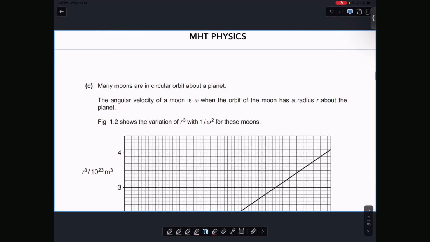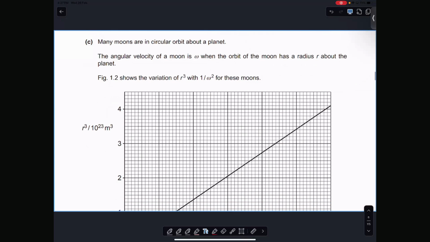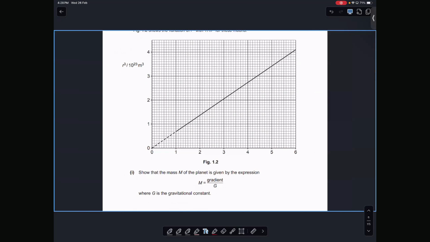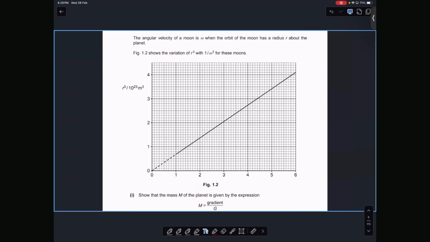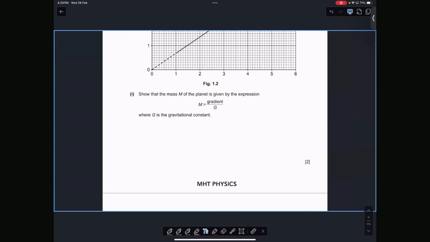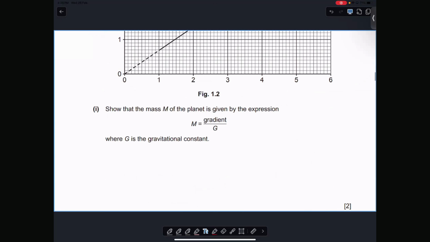Okay, let's move on. What are you guys doing? Okay, so see, a moon is in circular orbit around the planet. The angular velocity of the moon is omega. When the orbit of the moon has a radius of r, this is the equation out there. This is basically the graph for Kepler's law, that T squared is proportional to r cubed. And I will show that the mass m of the planet is given by the expression gradient by G.